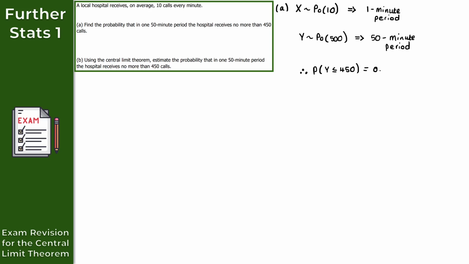0.0124. So we get 0.0124 there. Okay. And there we have it. So that is the solution to part A. Hopefully nice and straightforward just to get us started.